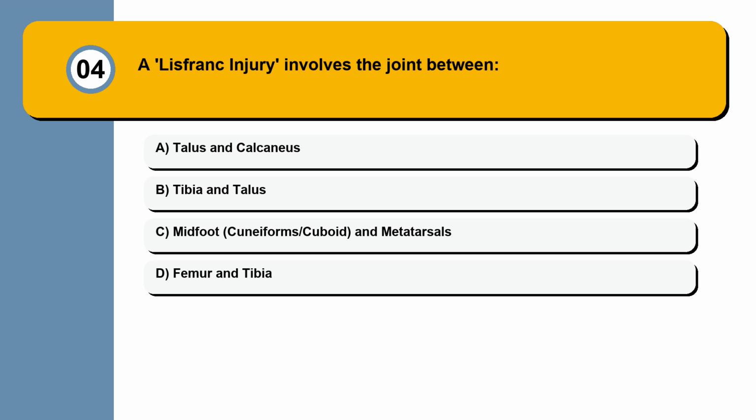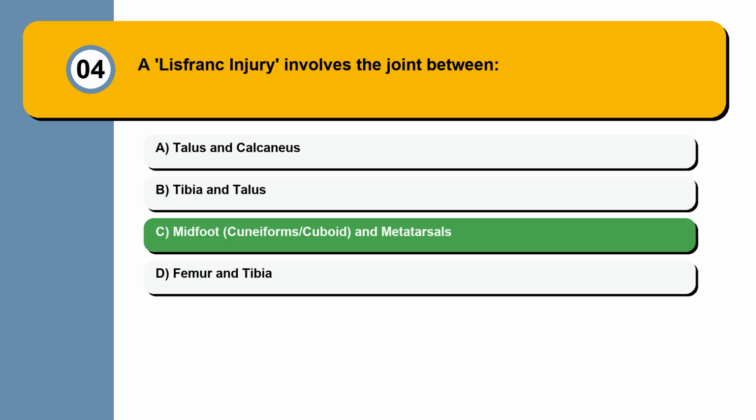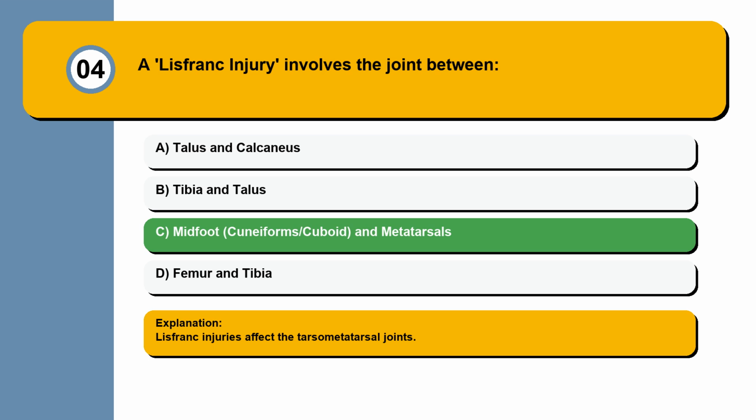Question 4. A Lisfranc injury involves the joint between talus and calcaneus, tibia and talus, midfoot, cuneiforms/cuboid, and metatarsals, femur and tibia. Lisfranc injuries affect the tarsometatarsal joints.